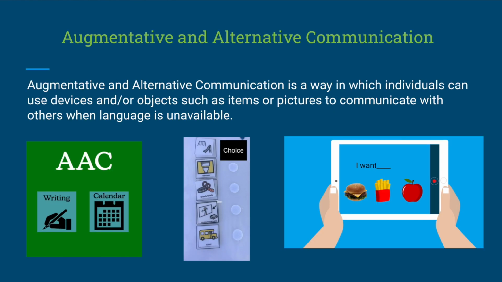Augmentative and alternative communication is a way in which individuals can use devices and or objects such as items and pictures to communicate with others when language is unavailable.